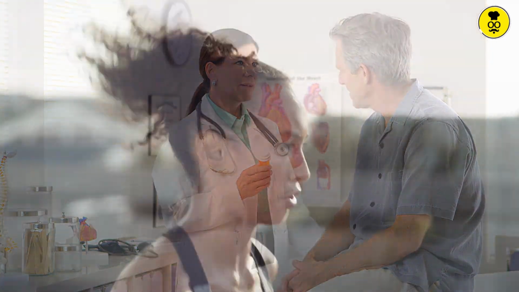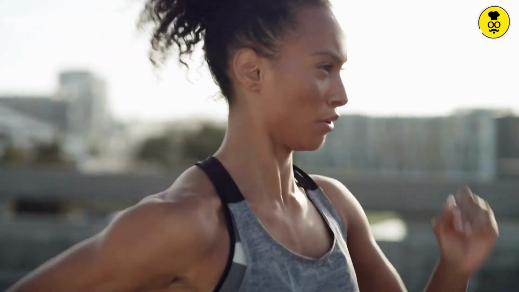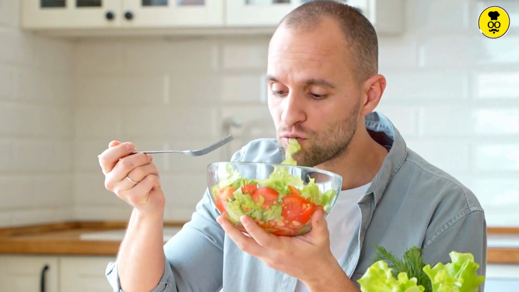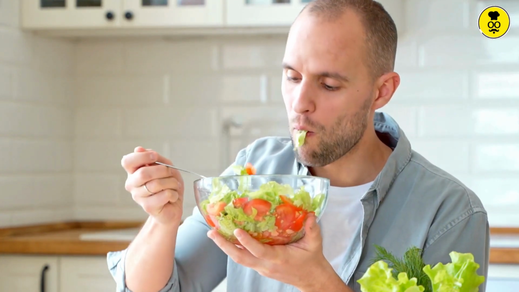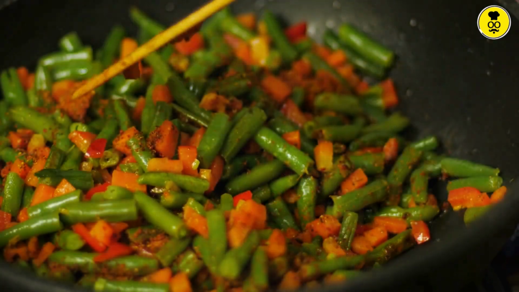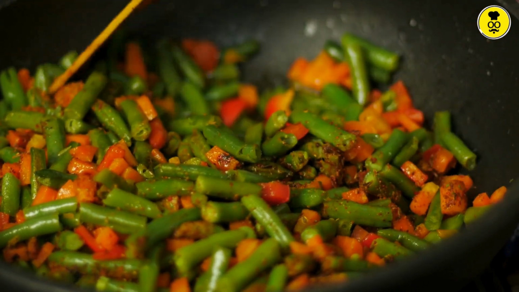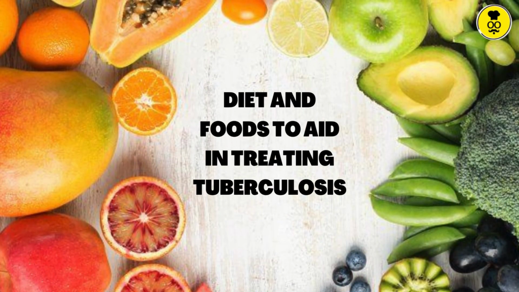In addition to medication, individuals with tuberculosis may need to make certain lifestyle changes to support their recovery. A healthy diet plays a significant role in boosting the immune system and speeding up the healing process. Including specific foods in their diet can aid in the treatment of tuberculosis. Diet and foods to aid in treating tuberculosis.